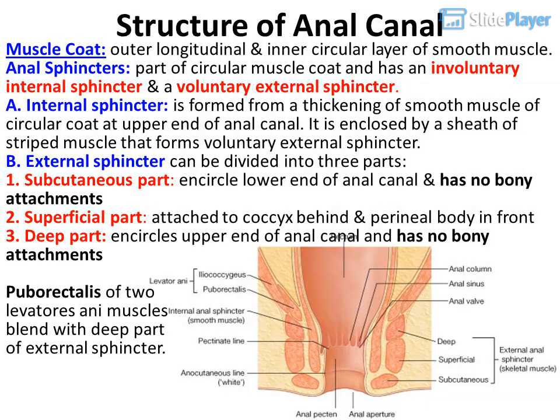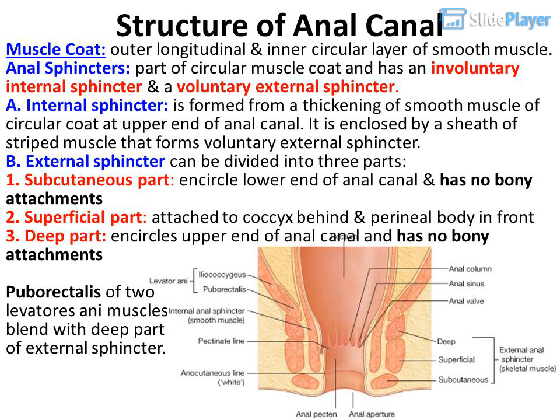Structure of anal canal. Muscle coat: outer longitudinal and inner circular layer of smooth muscle. Anal sphincters are part of the circular muscle coat and include an involuntary internal sphincter and a voluntary external sphincter. The internal sphincter is formed from a thickening of smooth muscle of the circular coat at the upper end of the anal canal. It is enclosed by a sheath of striped muscle that forms the voluntary external sphincter. The external sphincter can be divided into 3 parts.